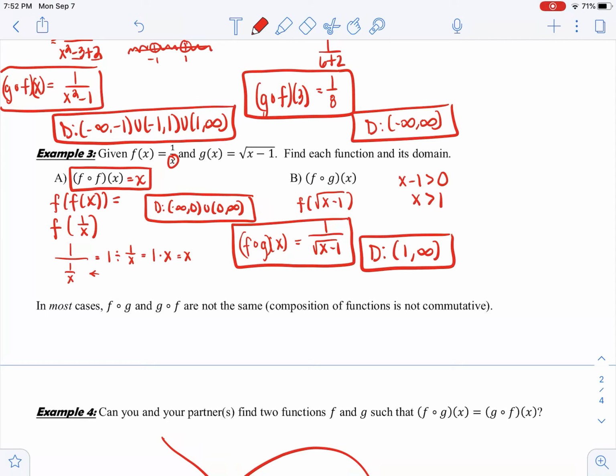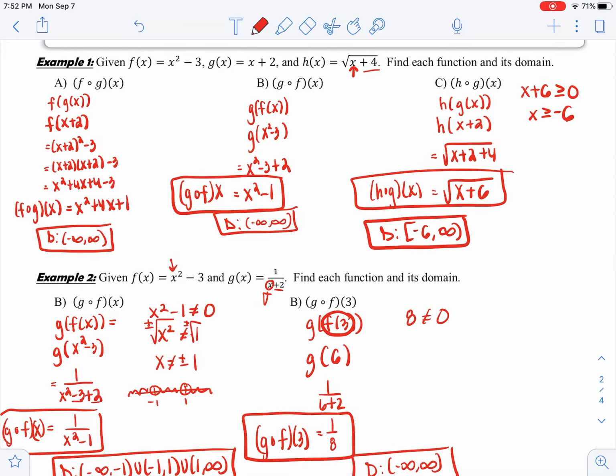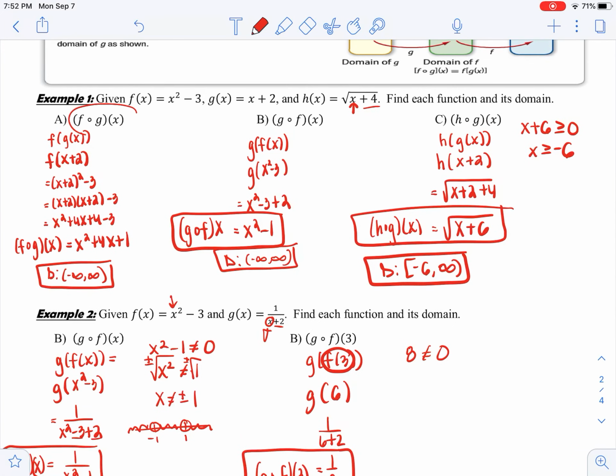Okay, once again, notice it says that in most cases, f of g of x and g of f of x are not the same. We'll discover tomorrow when they are the same, but we want you to realize that it is a big difference between doing f of g of x, oops, right here, I forgot to box it, and g of f of x. You don't always get the same answer. Okay, that's it for today.